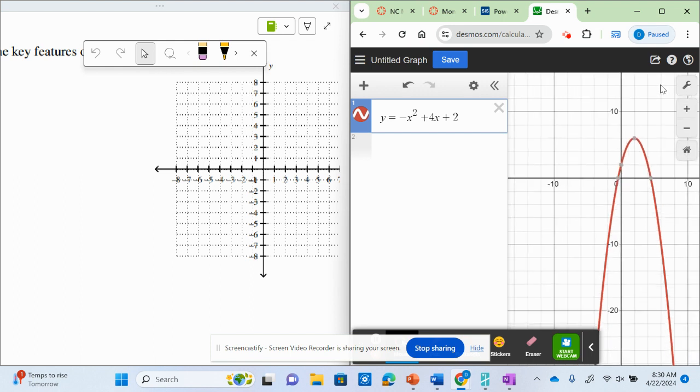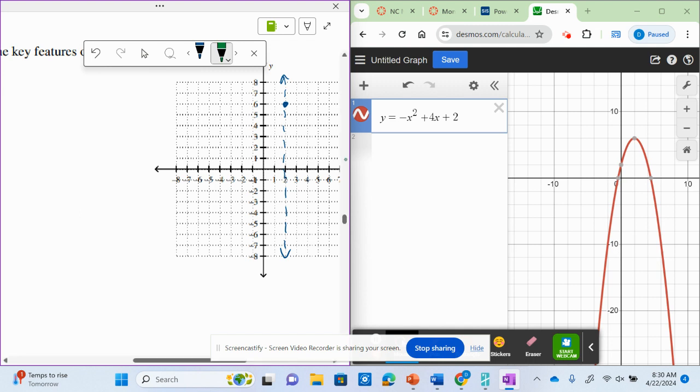So the vertex is the ordered pair 2, 6. So I'm going to draw that right there. And through that, I'm going to draw my axis of symmetry. Remember that is a dashed vertical line. So I have my vertex and my axis of symmetry. What else do I know? What's another point that I know?